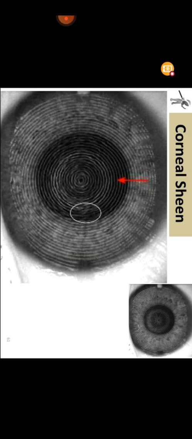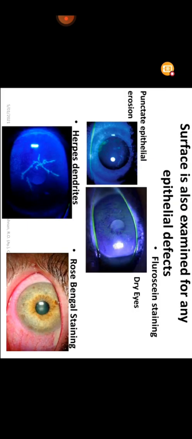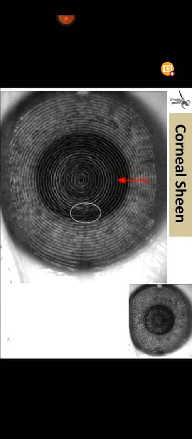Now there is something important which is called corneal sheen. This is a normal cornea. You can see that the mires which we see with the Placido disc have very sharp borders. And if the sheen is lost, you can see the mires are irregular. This is called corneal sheen. Corneal sheen is actually lost in dry eyes. So if you want to know whether there is dryness of the eye, you can use a Placido disc and check for the corneal sheen.